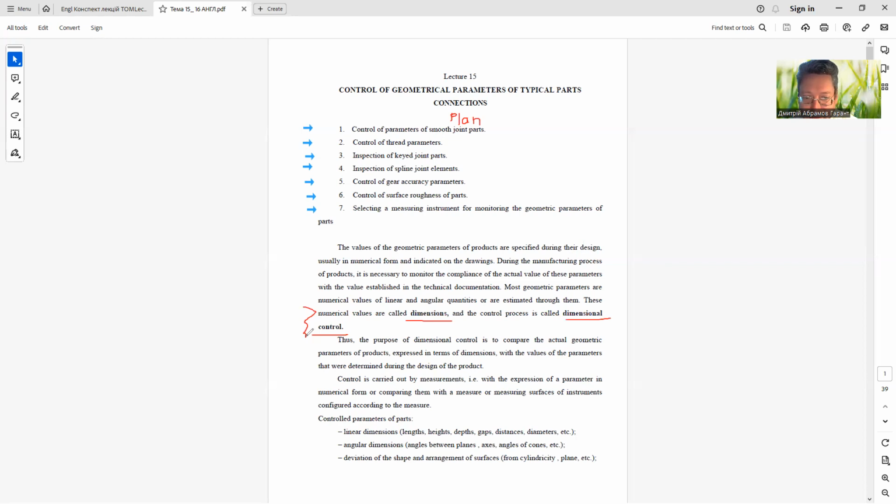Control is carried out by measurements, with the expression of a parameter in numerical form, or by comparing them with a measure of measuring surfaces of instruments configured according to the measure.